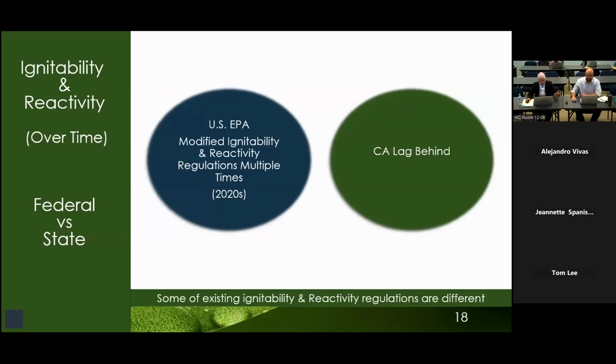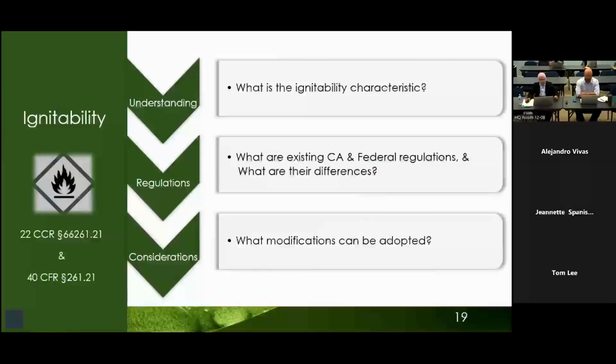Now, to explain the recommended modifications and updates, let's first establish a clear understanding of what these 2 characteristics actually stand for. For example, the first criteria we are going to look at today is the characteristic of ignitability, which is codified in Title 22, Section 66261.21 of the California Code of Regulations.